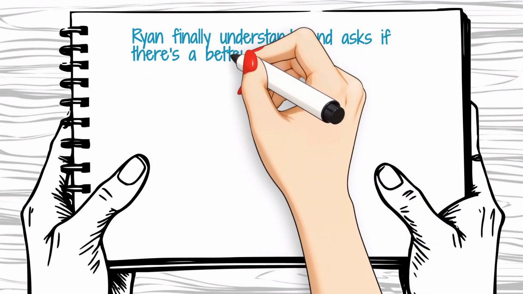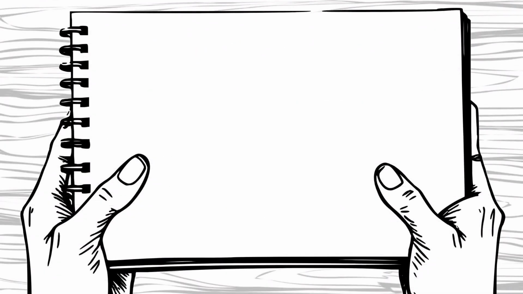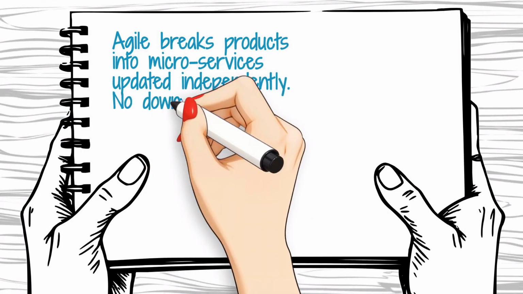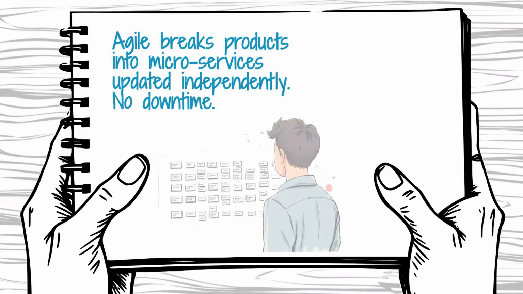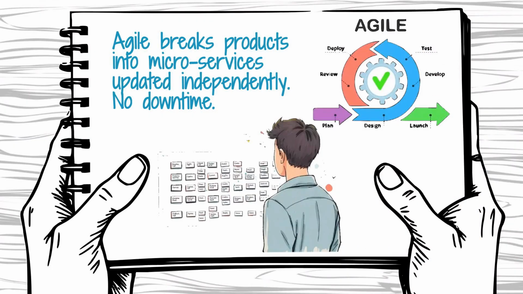Uncle Max nodded. "Yes, that's why Agile methodology exists. Instead of treating the entire product as one block, Agile breaks it into microservices or small phases. Each part can be built, tested, and updated independently. No waiting, no dependency, no downtime. Agile products evolve continuously without stopping the system.